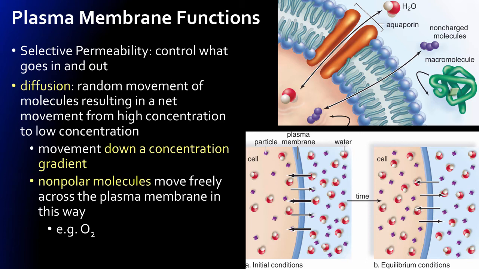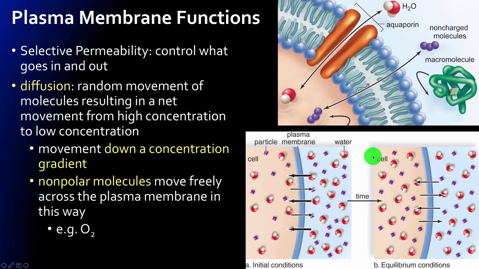And so when we think about passive ways in which things can get across the membrane, we start with this concept called diffusion. Diffusion does not have to take place across a membrane, but it can. It is simply the random movement of molecules from a high concentration to a low concentration, such that the difference in concentrations will disappear as this diffusion takes place.